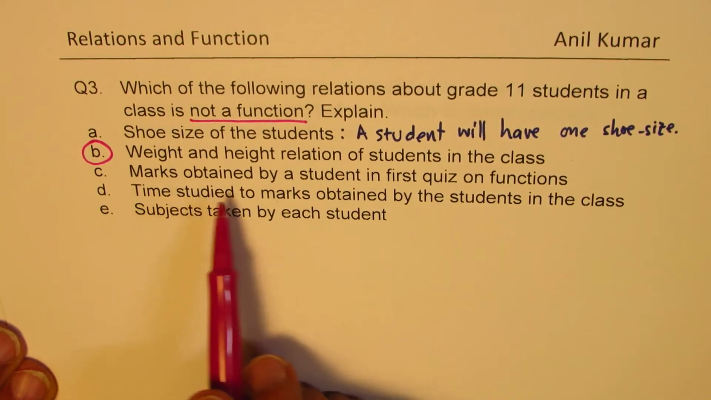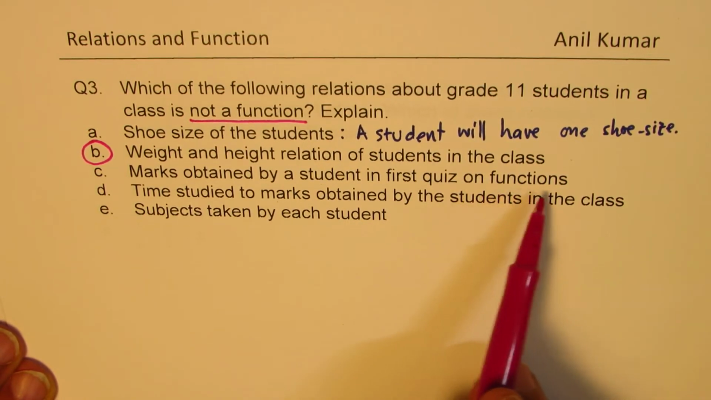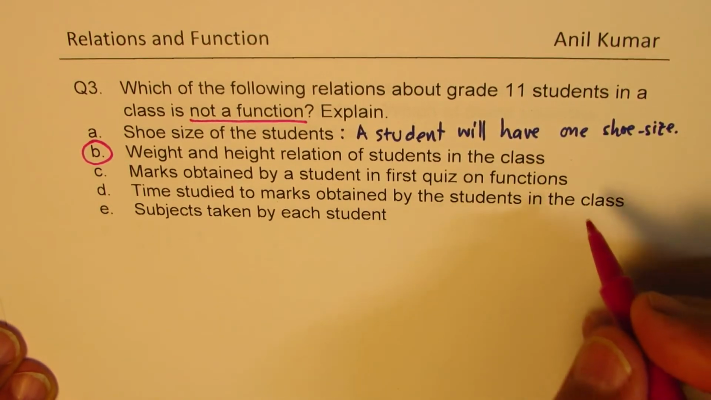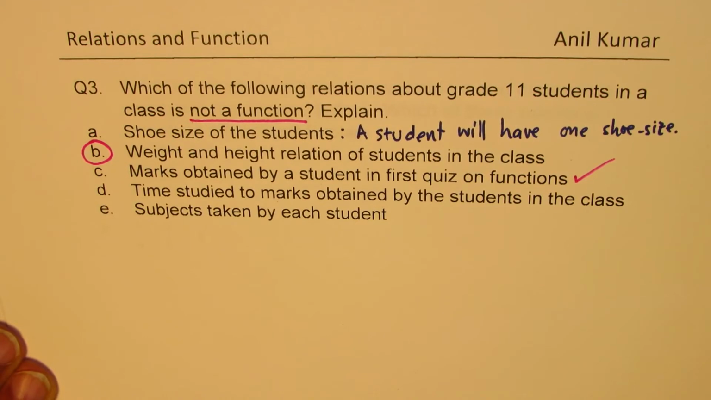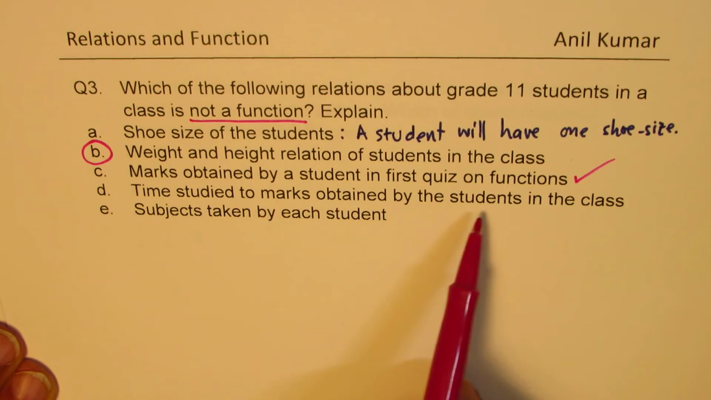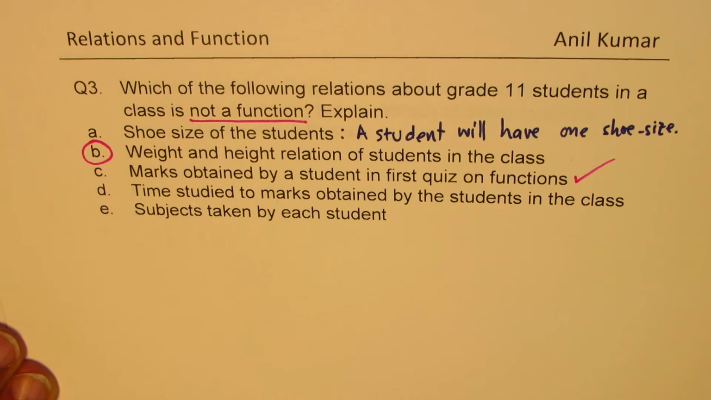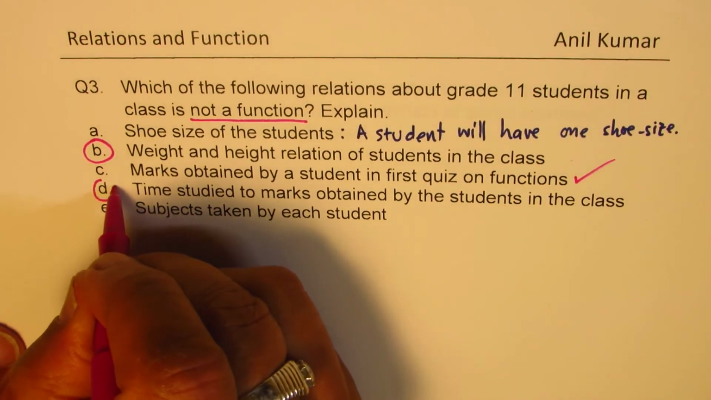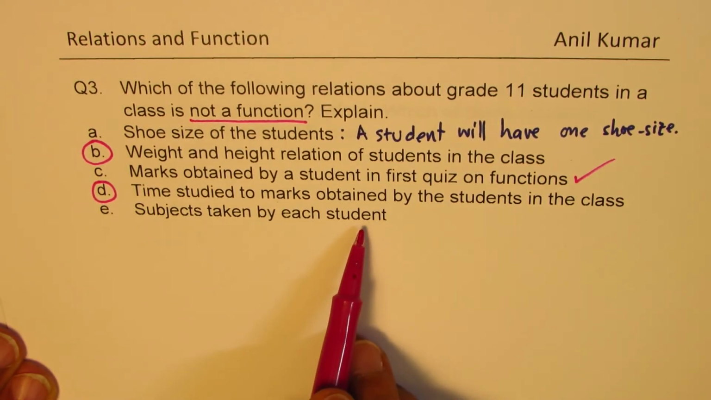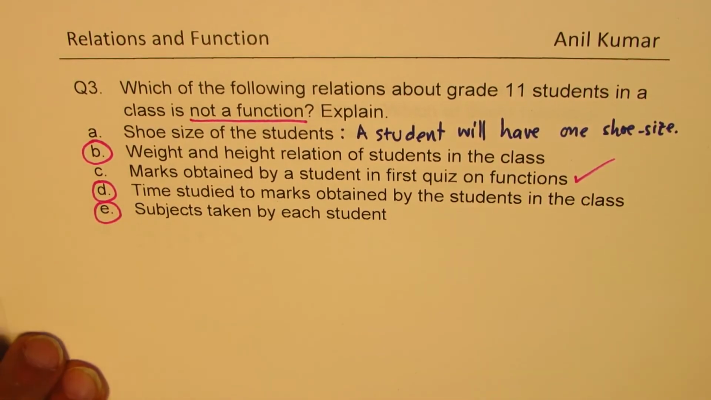C. Marks obtained by a student in the first quiz on the functions. So marks obtained for every student will get only one particular mark, so it is a function, right? So you cannot get 2 marks in the same test. D. Time studied, marks obtained by the student in the class. Let's say there are 2 students who have studied for 2 hours, they may get different marks, right? Therefore, this is not a function. E. Subject taken by each student. A student can take more than one subject, and therefore this is also not a function. Is that clear to you?